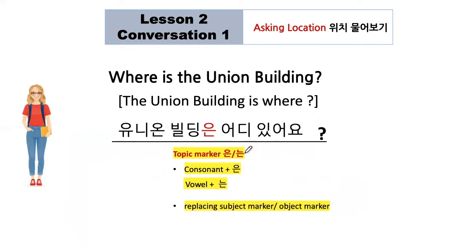The reason is that the speaker wants to emphasize that now she is moving on to another topic. Previously, she was talking about the school cafeteria, right? But now she moves on to the new topic, which is Union Building. So she wants to notify that to the listener by using the topic marker 은. After the consonant, we use 은. After the vowel, we use 는.